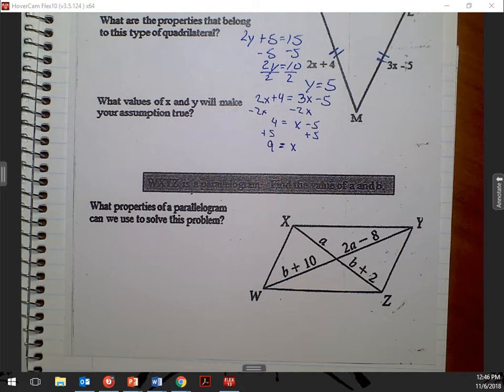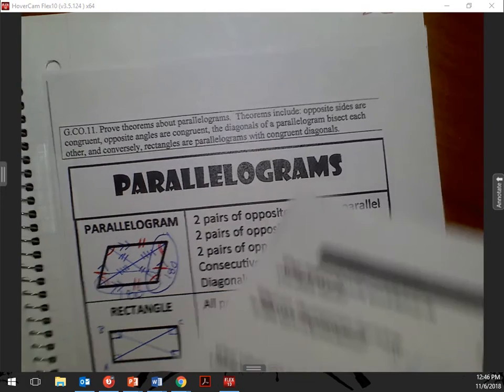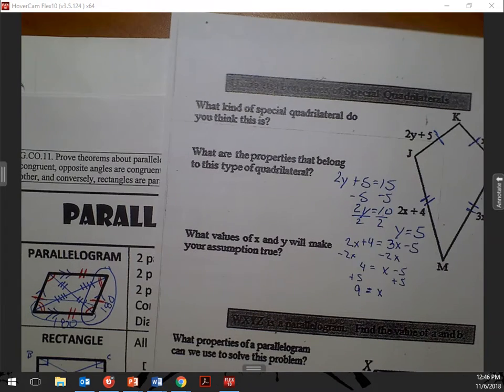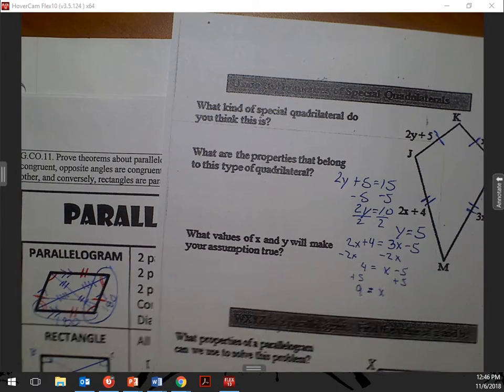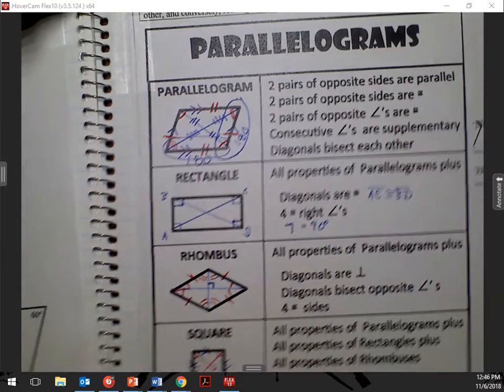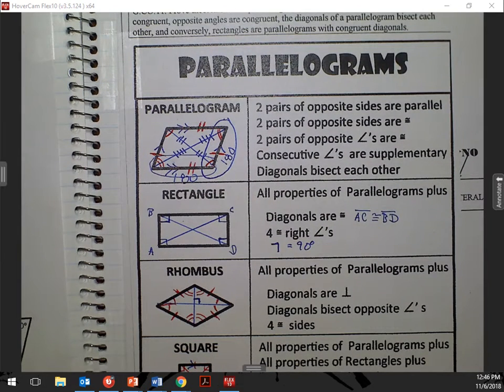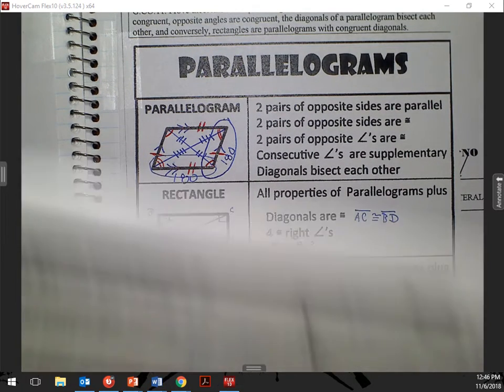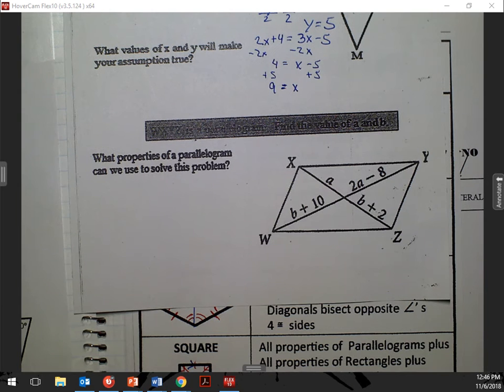Okay, so I need you guys to flip the page. Flip the page to yesterday's. Parallelograms, right? Okay. Here is my parallelograms. I have a lot of information there. Now, for this right here, what do I know about this?